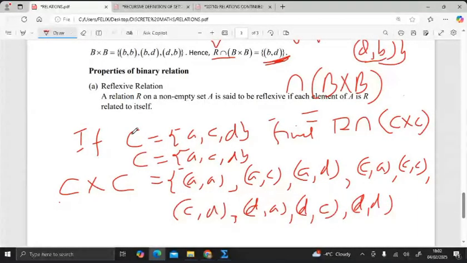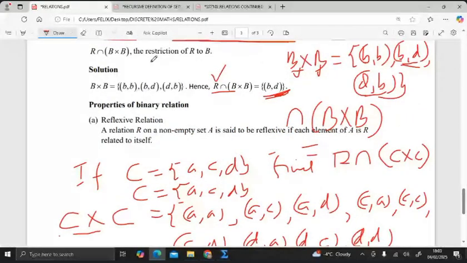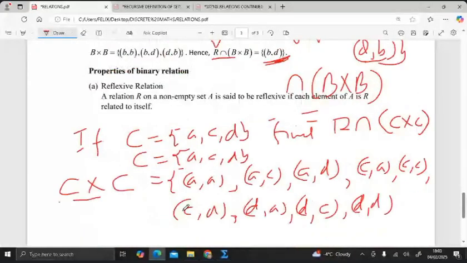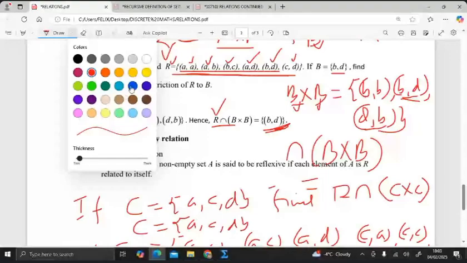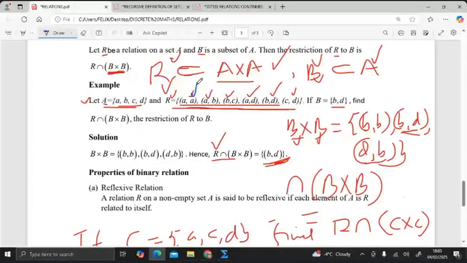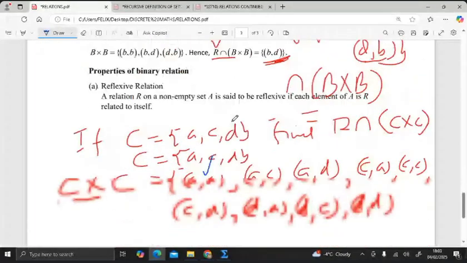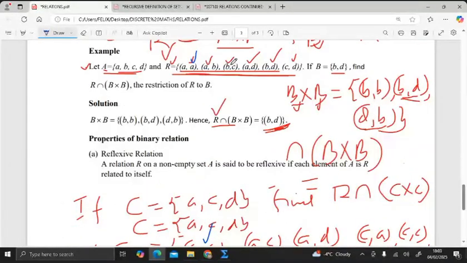So we shall have here CA, CC, and then CD, and then we have DA, DC, sorry, and then DD. Now, I've said this is only allowed for the case where you are having a Cartesian product of a set and itself. If it is a Cartesian product of a set and another one, that is not possible. That cannot work. So we have now the intersection of this and R.